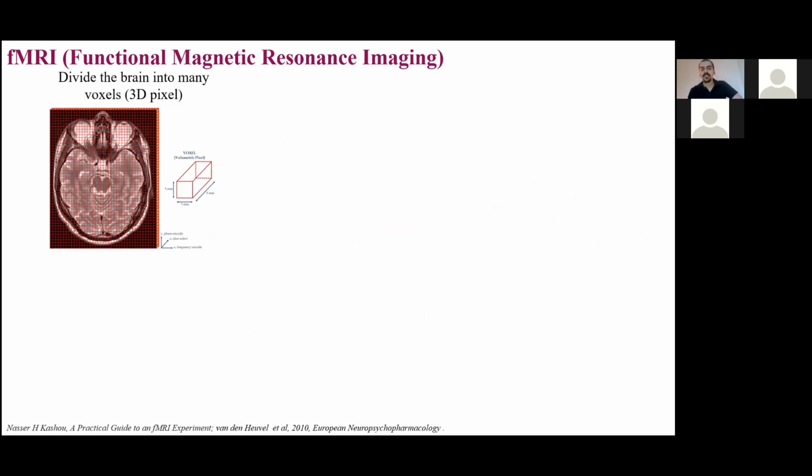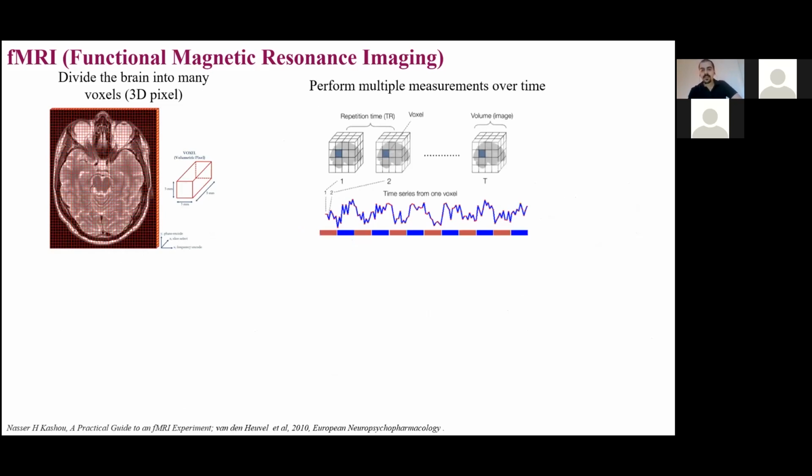and a voxel is basically a three-dimensional analogy of a pixel. And then you perform multiple measurements over time. You basically scan the whole brain multiple times over time, and what you obtain is a time series per voxel, which tells you how this voxel activated over time as a response to some task.